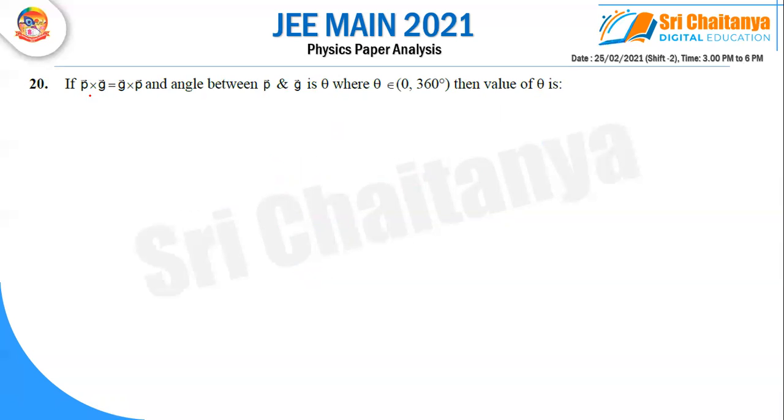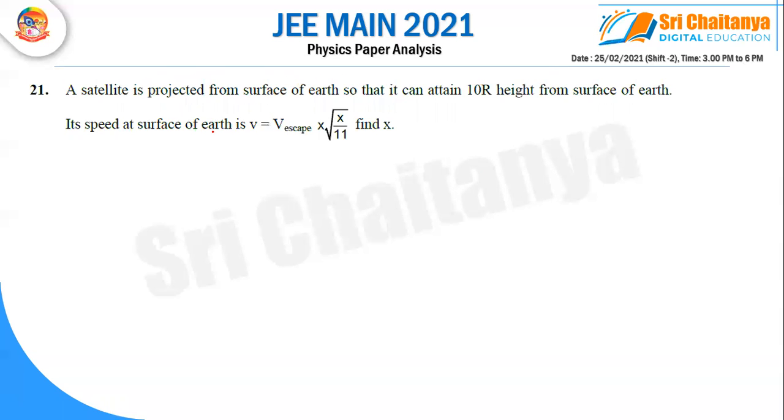Now, if P cross G is equal to G cross P, and the angle between P and G is theta, and theta is between 0 to 360, then find the value of theta. Now, P cross G equal to G cross P is possible only in a straight line. So, if P and G are along a straight line, then only it is possible. And this is the angle between them. And for that reason, this theta is equal to pi or 180 degrees. Okay, we'll move on to the next problem.